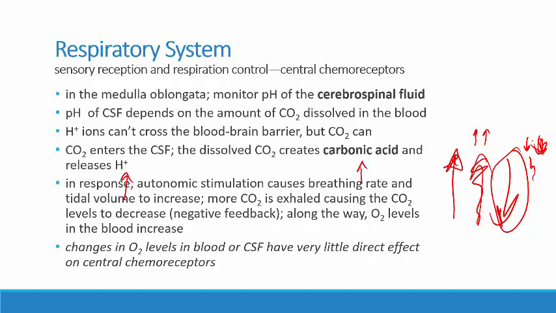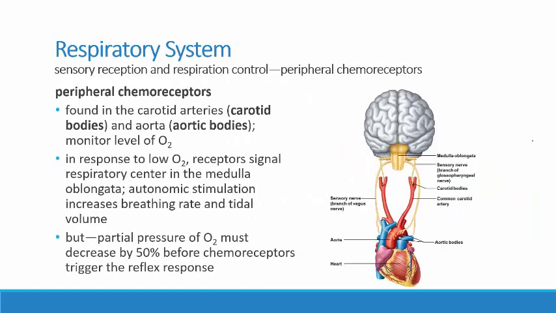But we also have peripheral chemoreceptors. These peripheral chemoreceptors are found in the aorta, right there, and in the carotid arteries. So why carotid arteries? Hopefully that makes sense. We're sending blood to the brain. We definitely want to keep close tabs on the blood that we send to the brain. And then the aorta is going to be tracking the blood that's going out to the body. So the carotid bodies in the carotid arteries and the aortic bodies in the aorta monitor the level of oxygen that's in the blood.